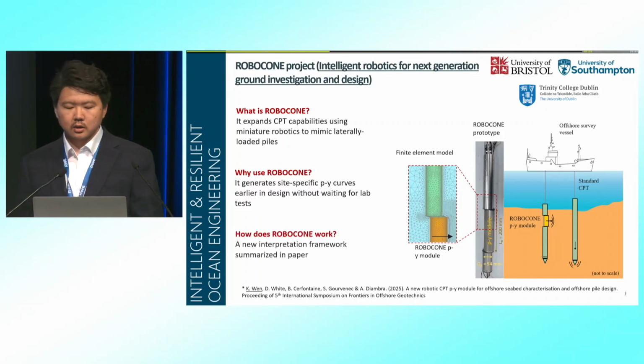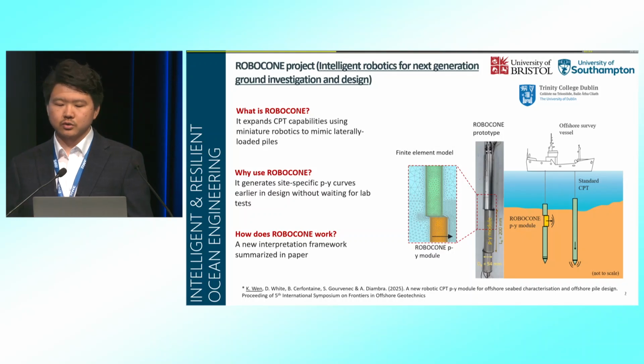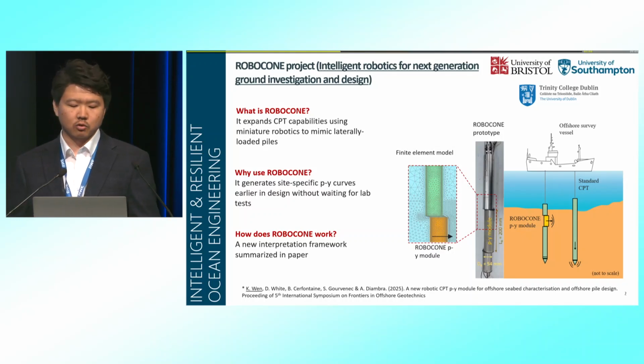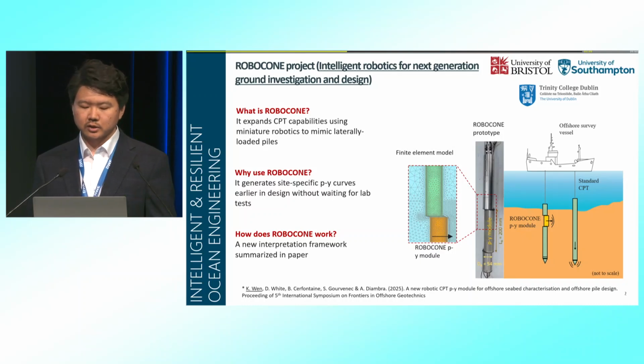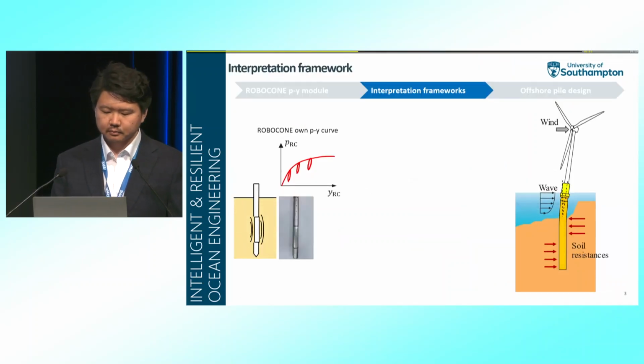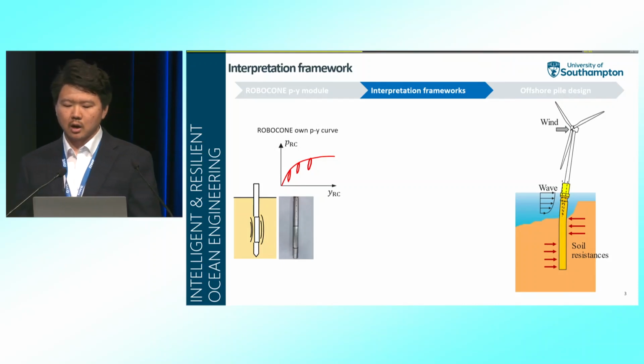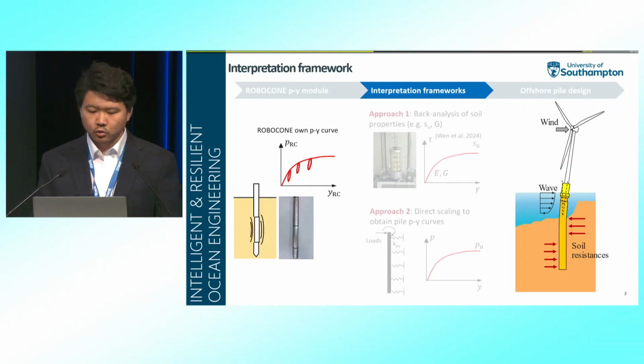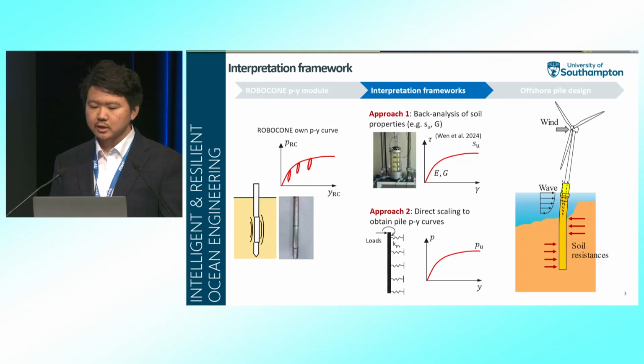How does it work? Our colleagues from Bristol will introduce the mechanical design of RoboCon. In this presentation, I'll just focus on how the RoboCon measurement can be analyzed. To use RoboCon for pile design, there are basically two different interpretation approaches, as you can see here. The first one involves the back analysis of soil properties like undrained shear strength, and all the details and formulations of this approach are in the journal paper here.